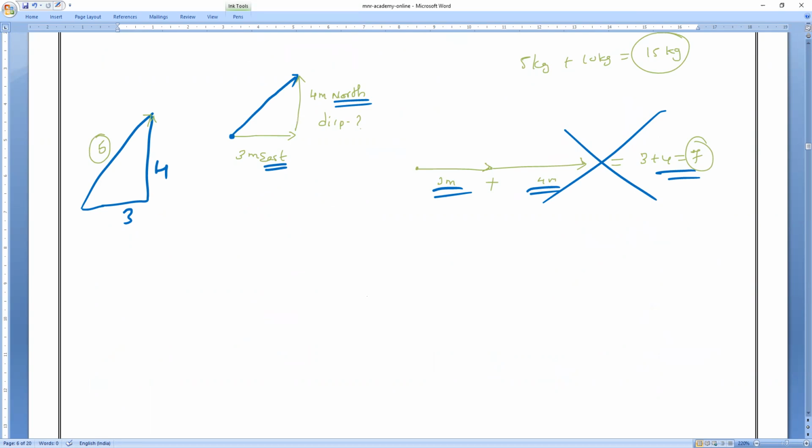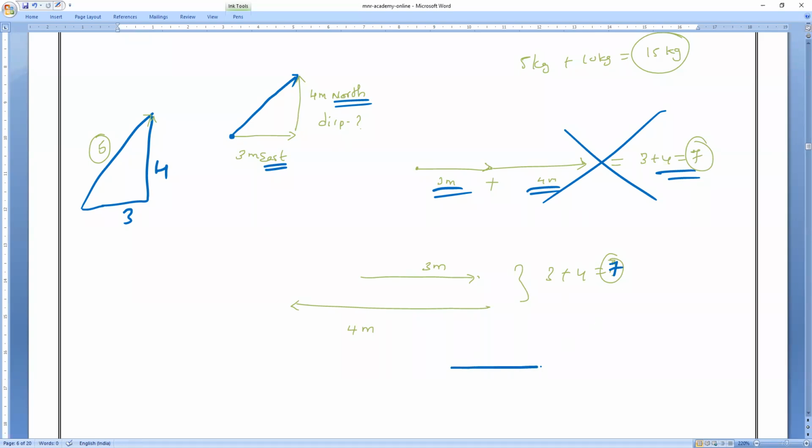For example, if I say one vector is like this, 3 meters, and another vector is like this in the opposite direction, equal to 4 meters. Can you tell me what the resultant vector is? Simply I will say 3 plus 4 equals 7. Am I correct? No. Understanding? Because they are not in the same direction. Do you all understand, Rudreshwar? They are not the same direction.